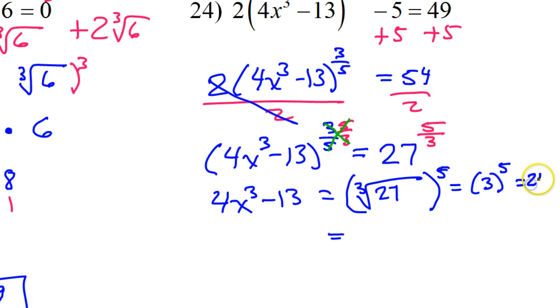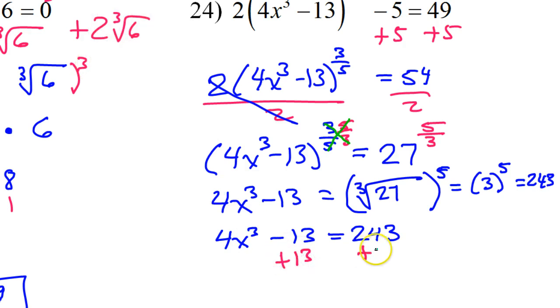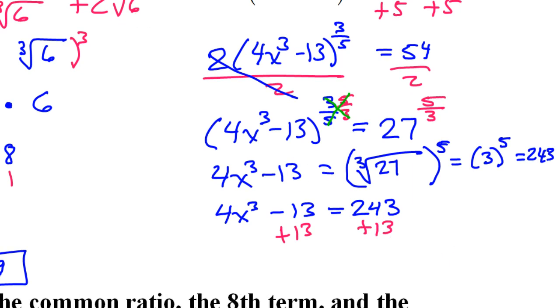Anyway, I'll bring that back here. So all this is equal to 243. So I have 4x to the third power minus 13. So let's keep going, trying to get this x by itself. Okay, so I would need to add 13 to both sides. And I am running out of space. So this is going to be 4x to the third power equals, let's see, 256. Dividing both sides by 4.